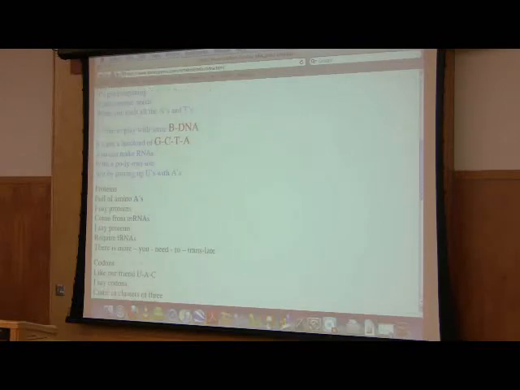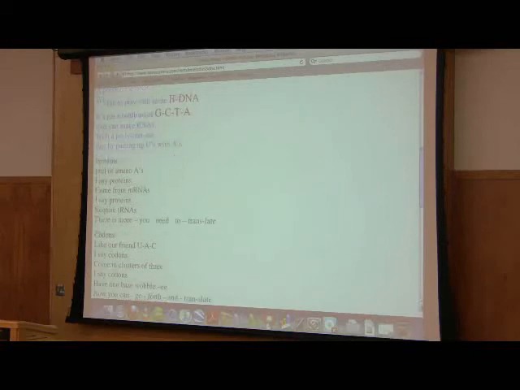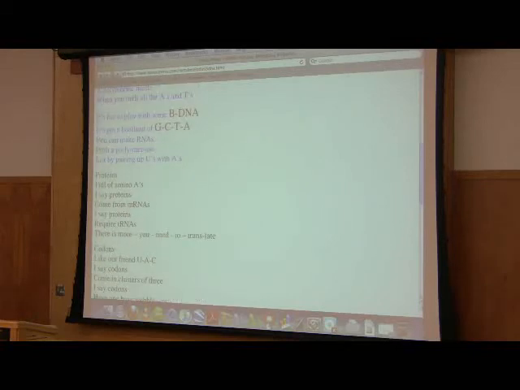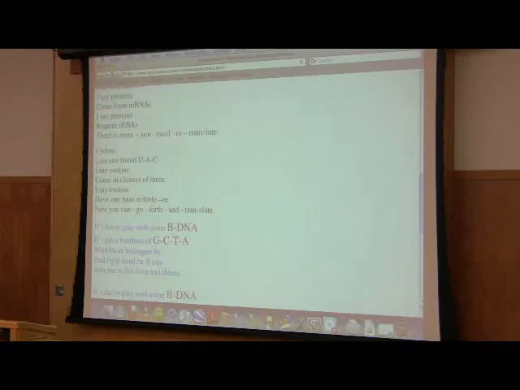Proteins full of amino acids, I say. Proteins come from mRNAs, I say. Proteins require tRNAs. There is more you need to translate codons, like our friend UAC, I say. Codons come in clusters of 3, I say. Codons have one base wobbly. Now you can go forth and translate.